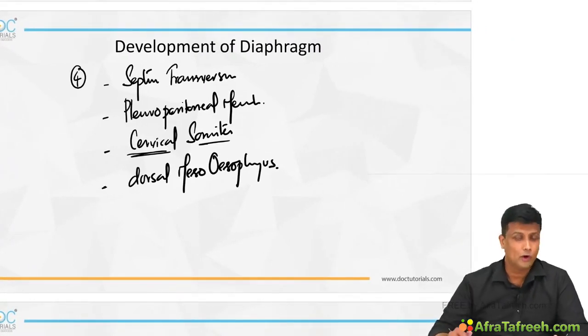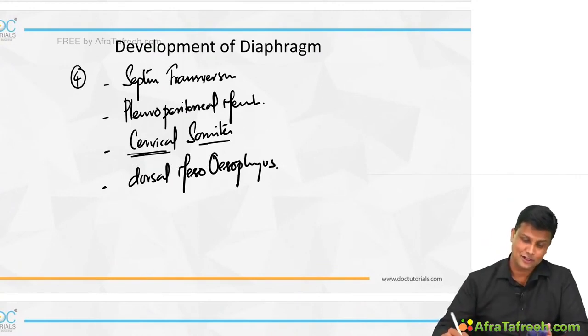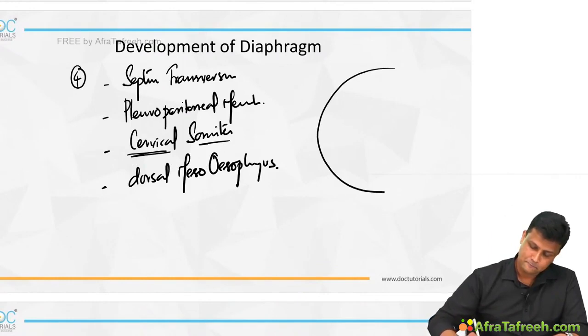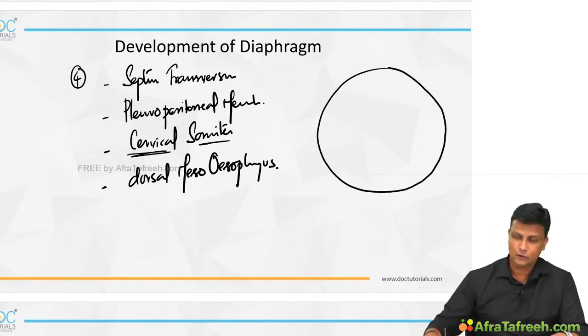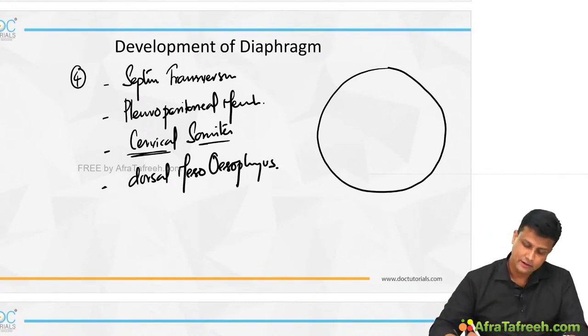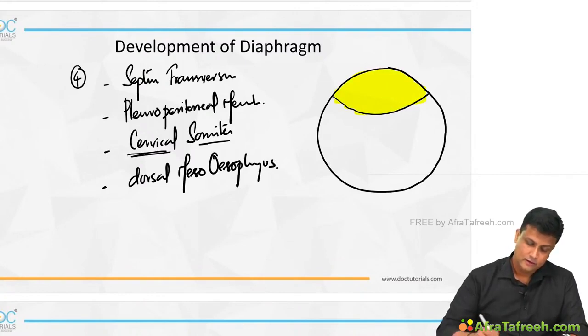But I don't want my student to just mug up these 4 words. The diagram is important. It was given as an image based question in the AIIMS exam. So let us draw a diagram like this. For example, this is the superior view, we are looking at the diaphragm from above. Somewhere here we'll have the septum transversum. That is the one which is going to form your central tendon.